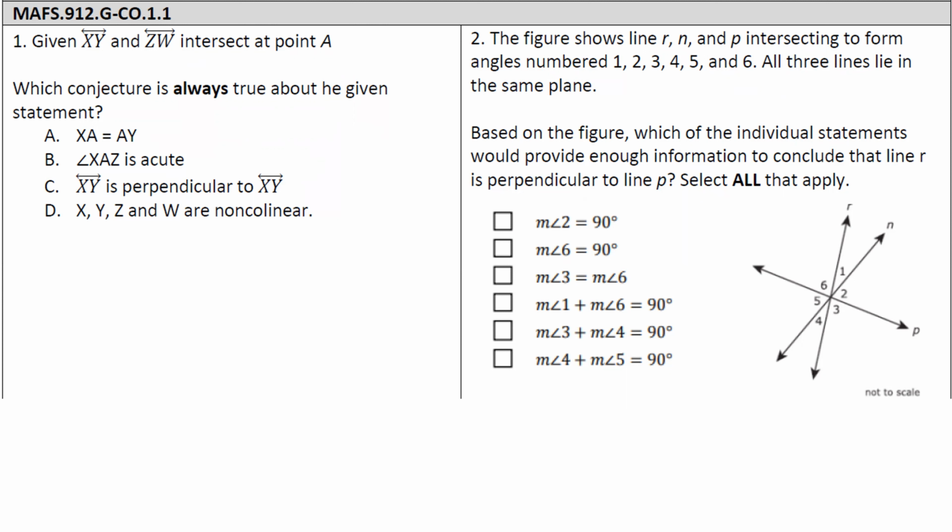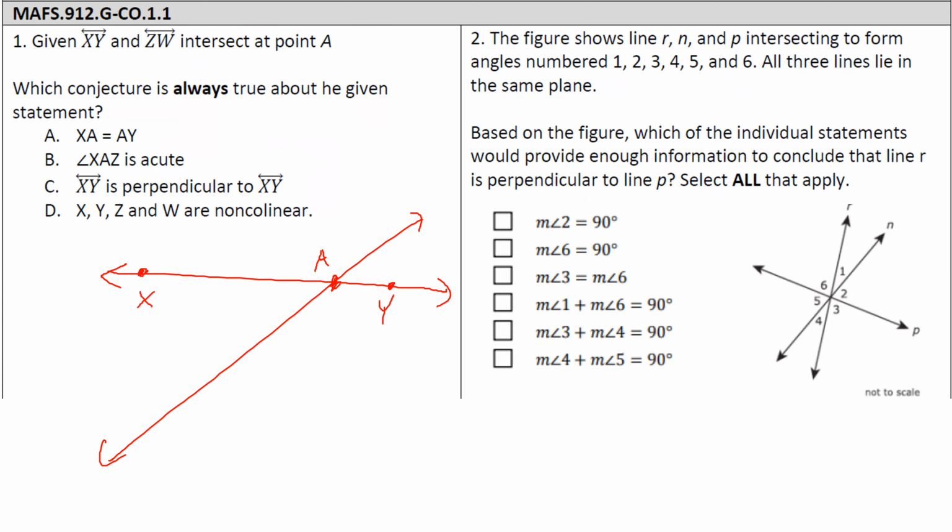Now, they didn't give us any other information except for the names of these lines and that they intersect at point A. So here's point A. I'm going to throw some other points on here and say that this is X and Y. And I'm going to call this one, what was the other line? Z and W? Z and W. So if they don't have a picture, draw one. This is all I know. I have 2 lines intersecting. I actually don't know what they look like. Right? I don't know how they intersect.